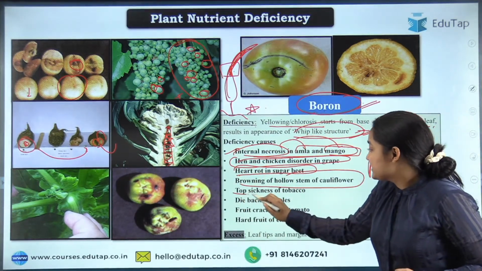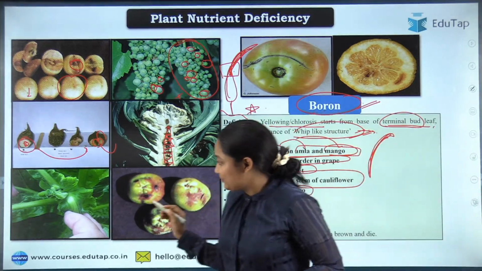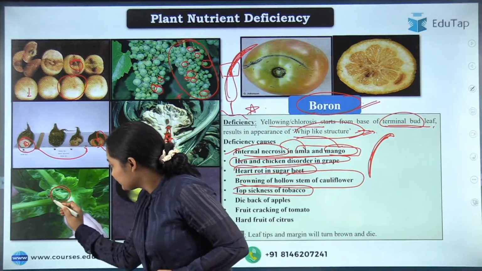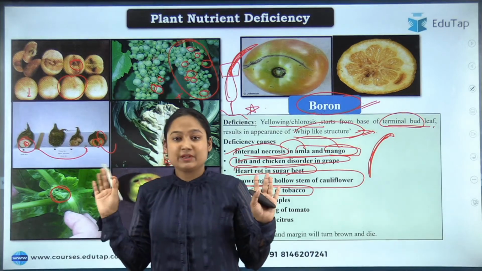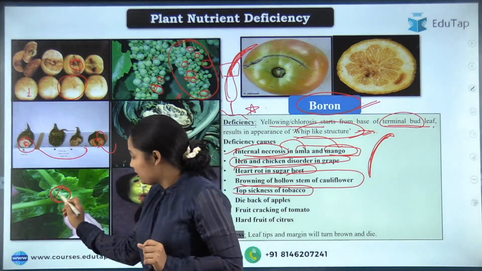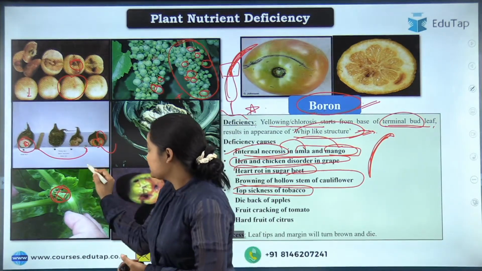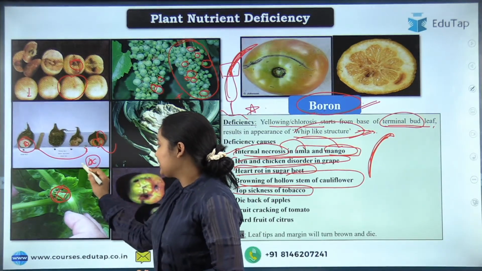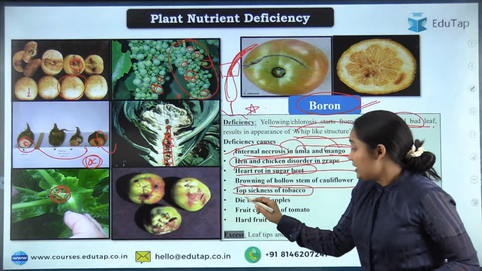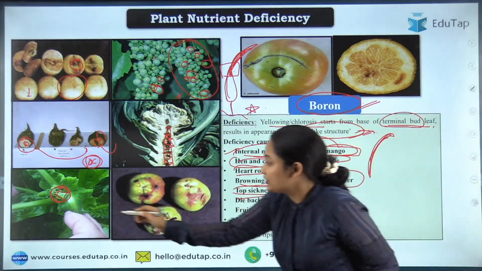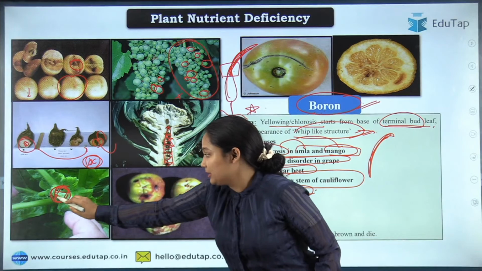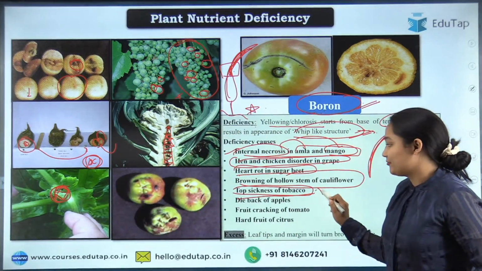Then top sickness of tobacco. Top sickness means, see, there is a terminal bud. What happens? It grows and then it dies off, and it is covered by the leaves around it. Since your bud has died, the leaves around it cover it. So that is your top sickness of tobacco. It means the apical terminal bud of your tobacco burns off.